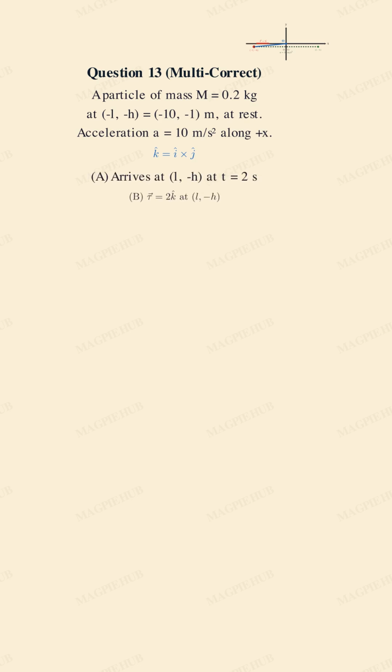Option A, the particle arrives at (10, -1) at time t equals 2 seconds. Option B, torque equals 2 K hat when it passes through (10, -1). Option C, angular momentum equals 4 K hat at (10, -1). Option D, torque equals K hat at (0, -1).